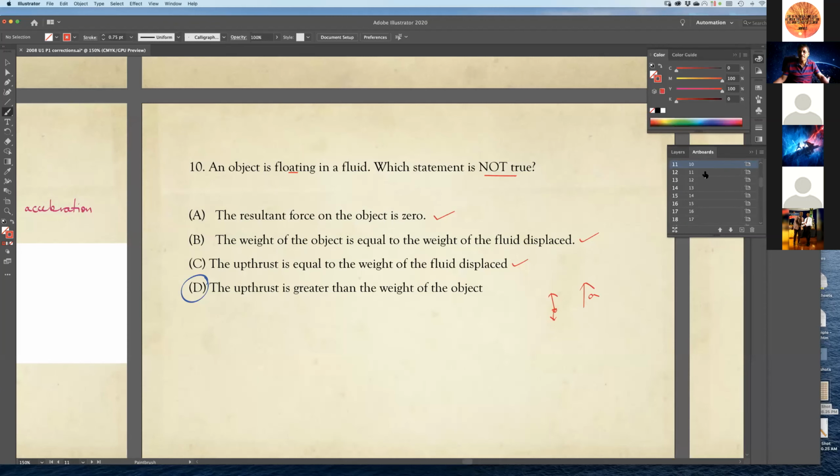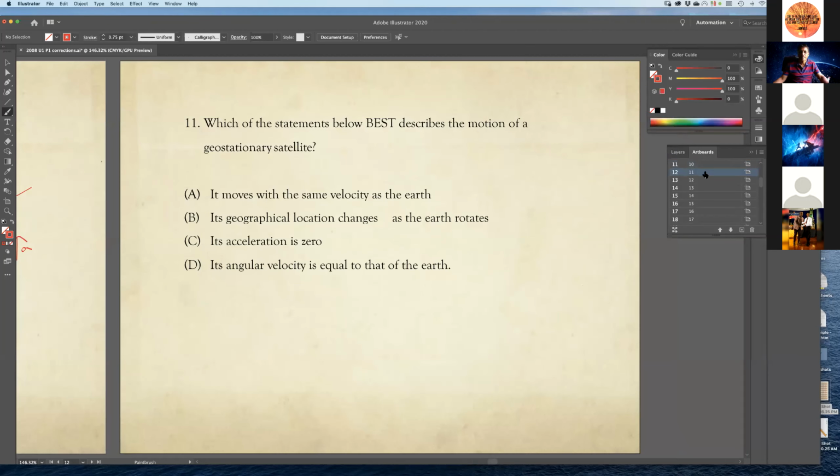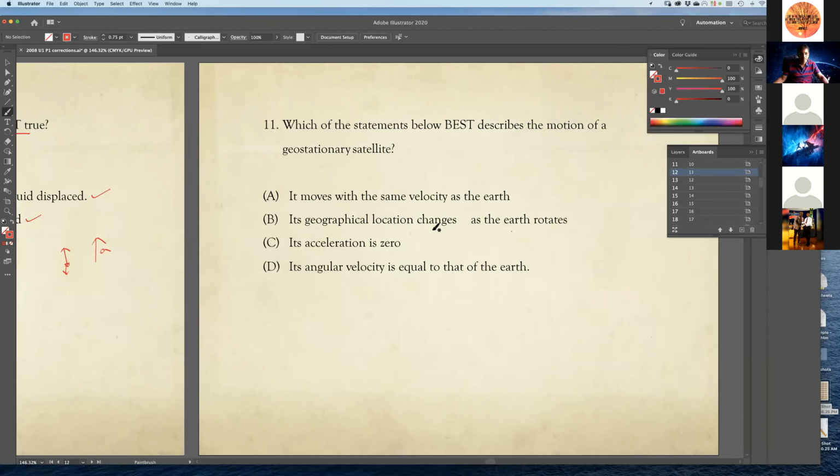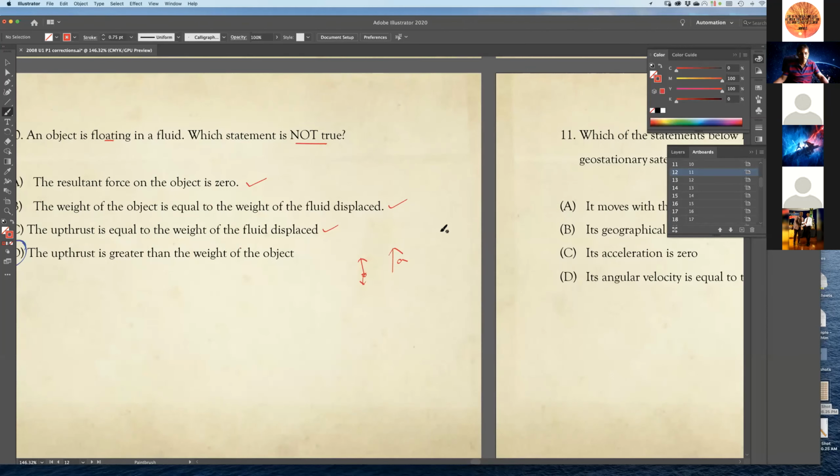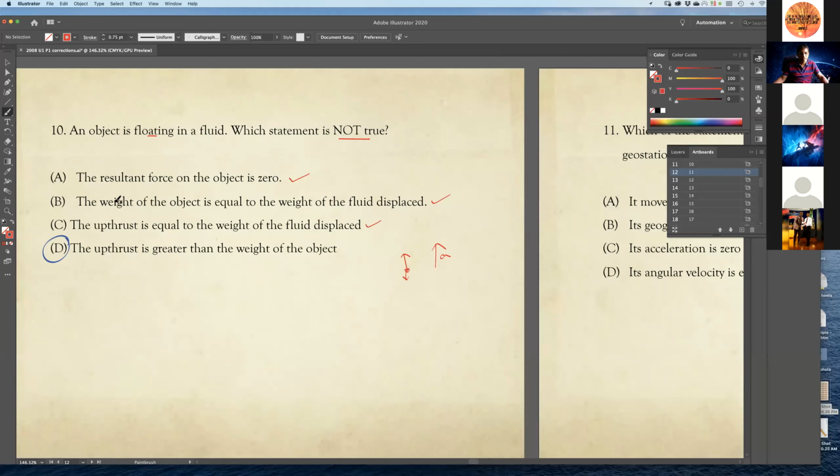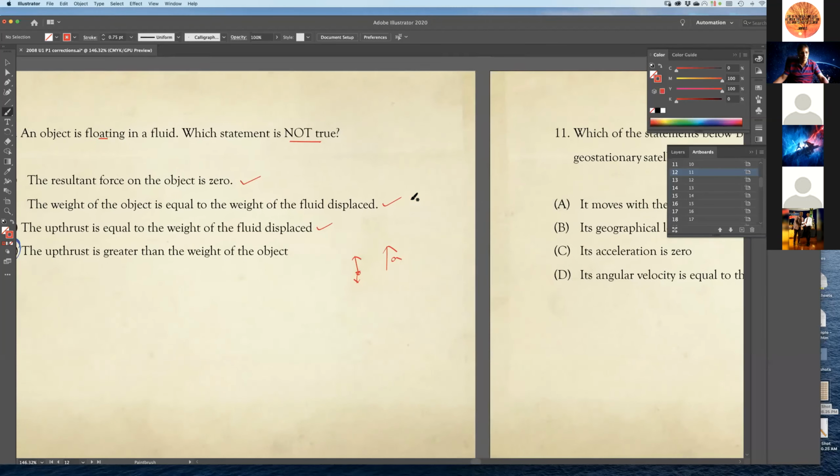Just a quick question. If an object is floating in a fluid, and the up thrust is equal to the weight of the fluid... I mix up things, sorry. That's no problem. The up thrust is equal to the weight of the fluid displaced. That's Archimedes' principle.